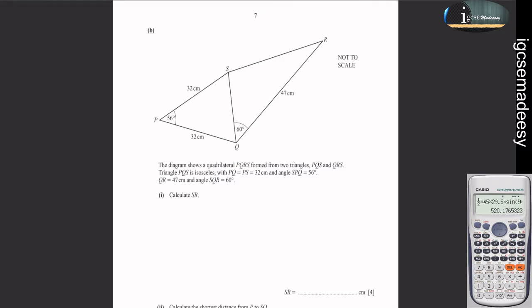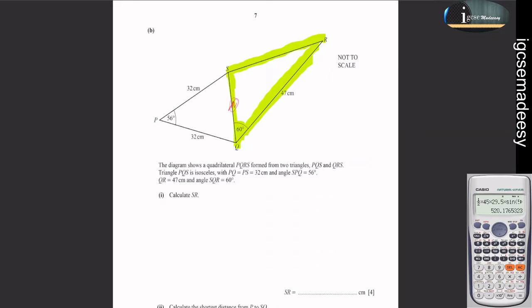Part B says this is a quadrilateral and some of the sides and the angles are given. We have to find out the value of SR. So this is SR. If I want to find out the value of SR, I need to use the cosine rule. For the cosine rule, I need two sides of this triangle, and the intermediate angle is given. One side is given, so I need this side. I have to work on this side, so then only I can use the cosine rule.